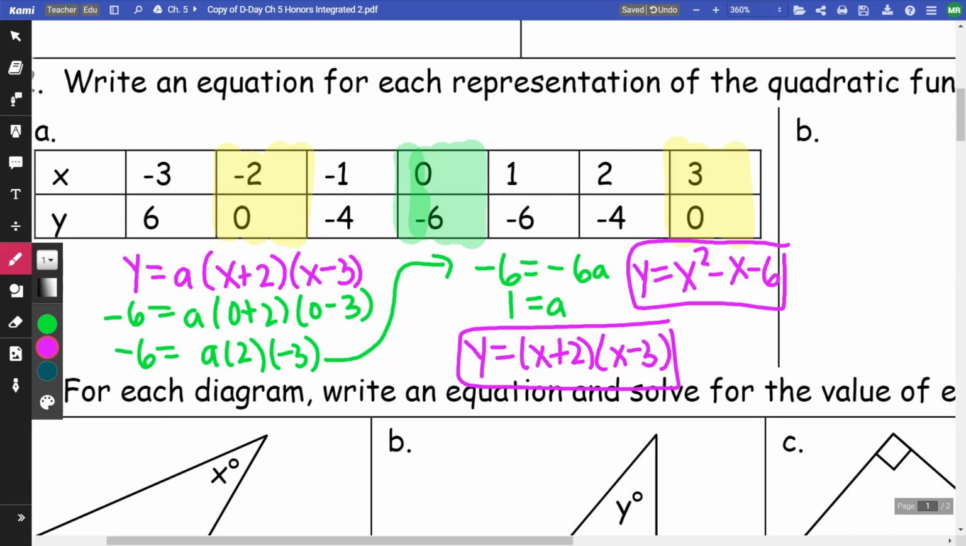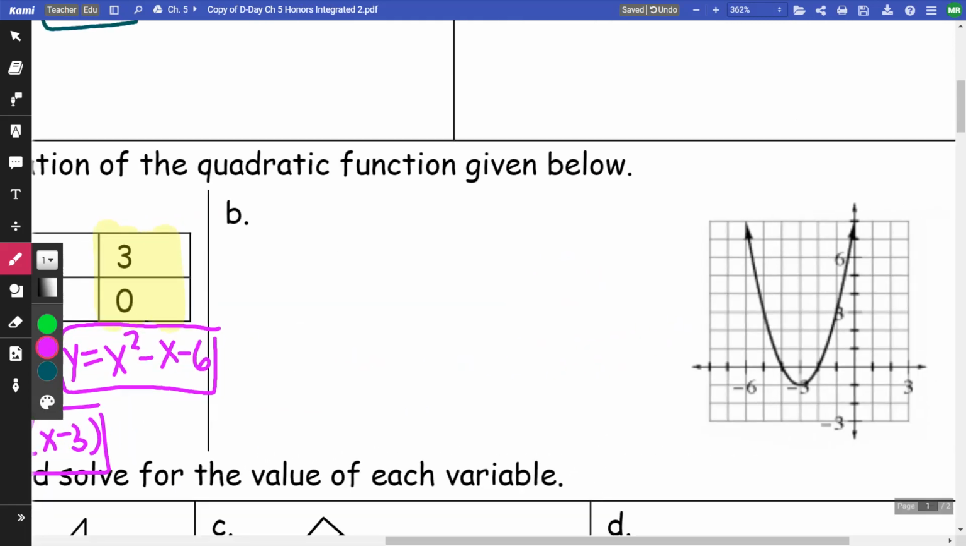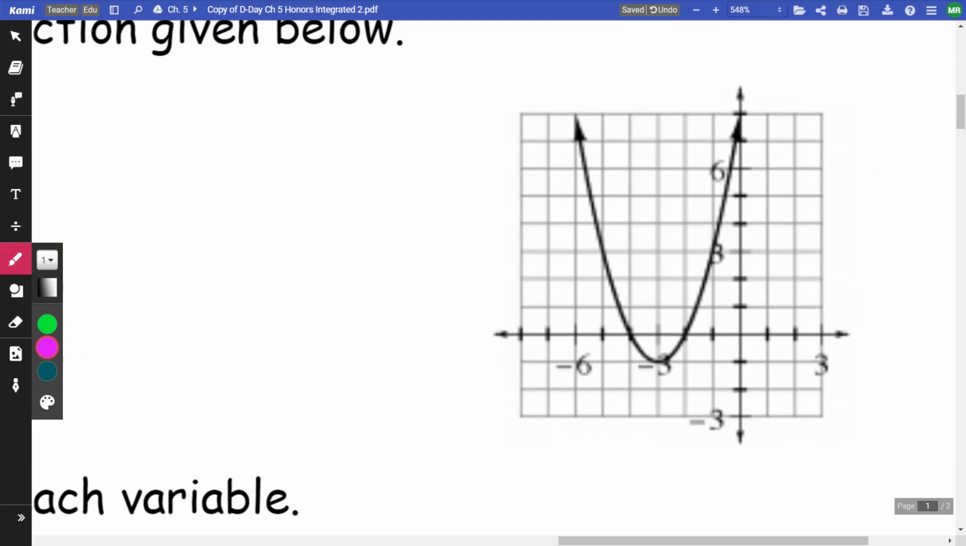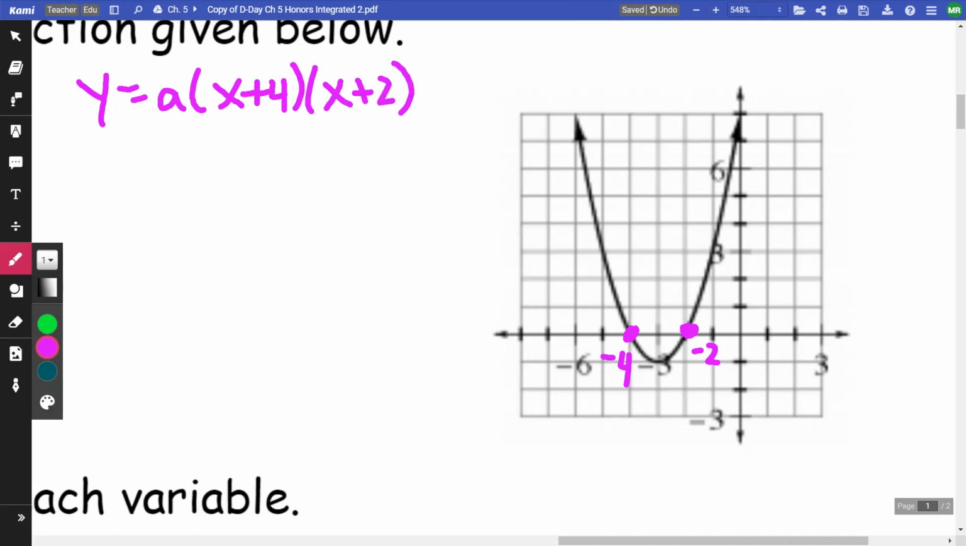On letter B, I'm going to do the same thing, but from a graph. So let me identify my x-intercepts. I have -2 and -4. So that means I'm going to have y equal a times x plus 4 to get the -4 as an x-intercept, and x plus 2 to get my -2 as my x-intercept. And I'm going to try to use a point that I can identify nicely.